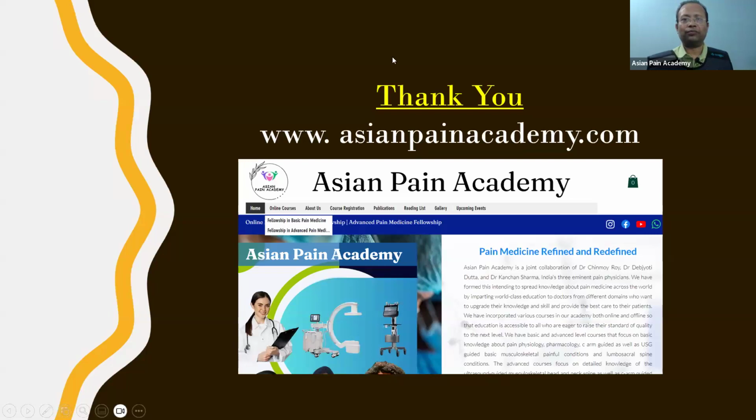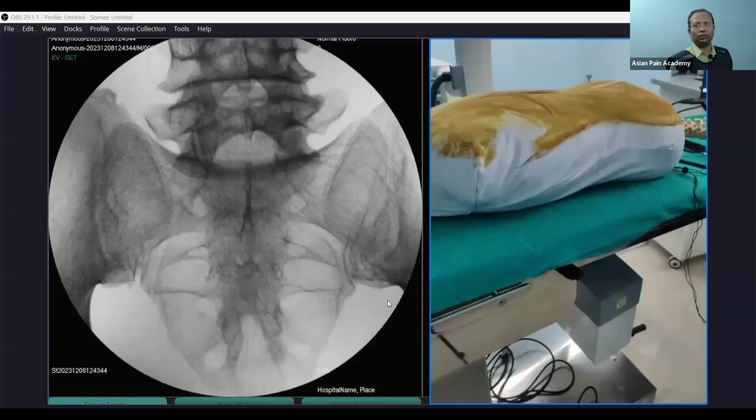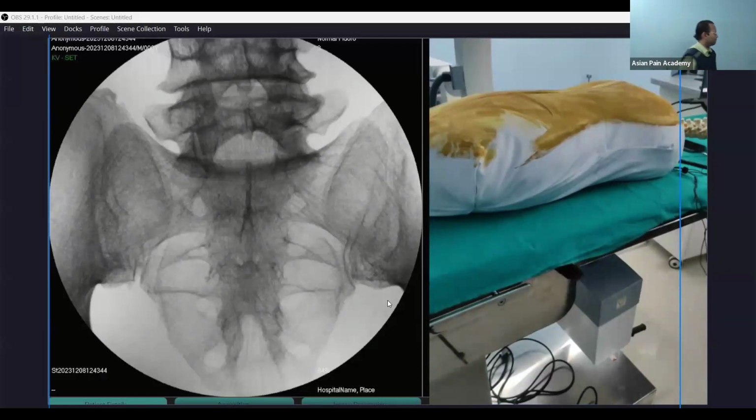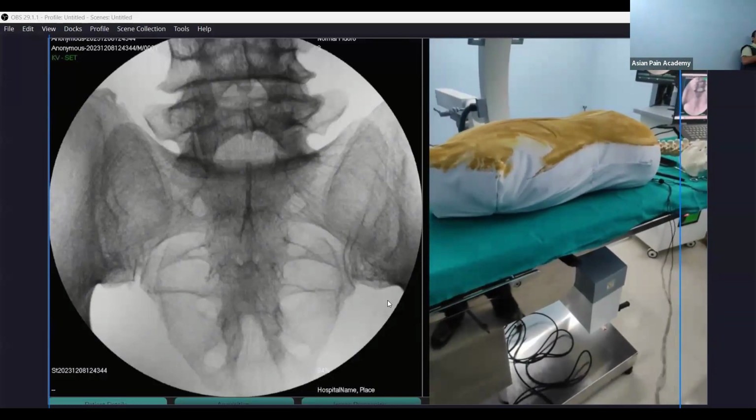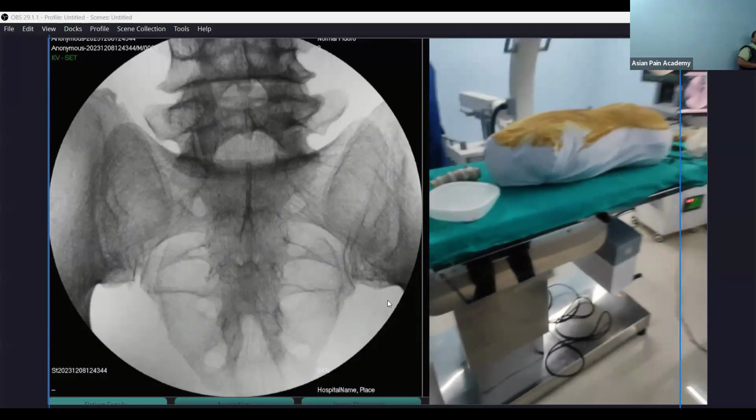Okay, so now I will go for the demonstration. First we will go for the SI joint intervention. In the meantime, if anyone wants to ask any question, please ask. Everybody can see the picture? Yeah, it's visible.